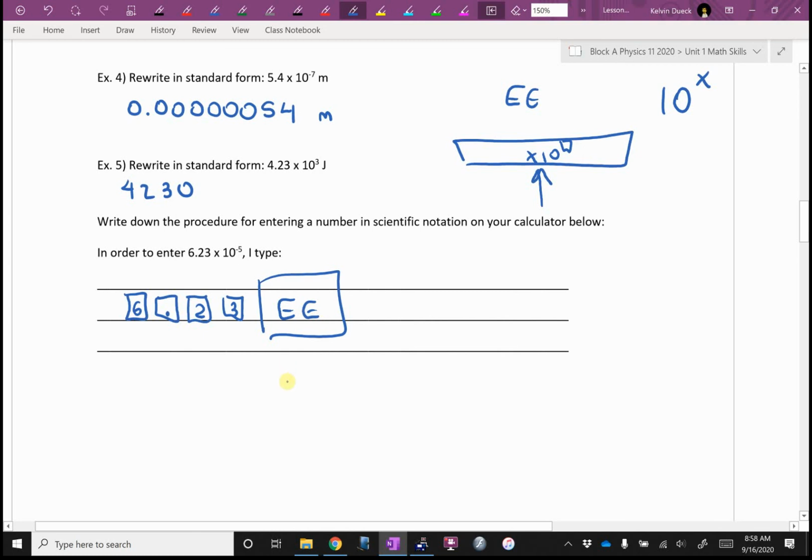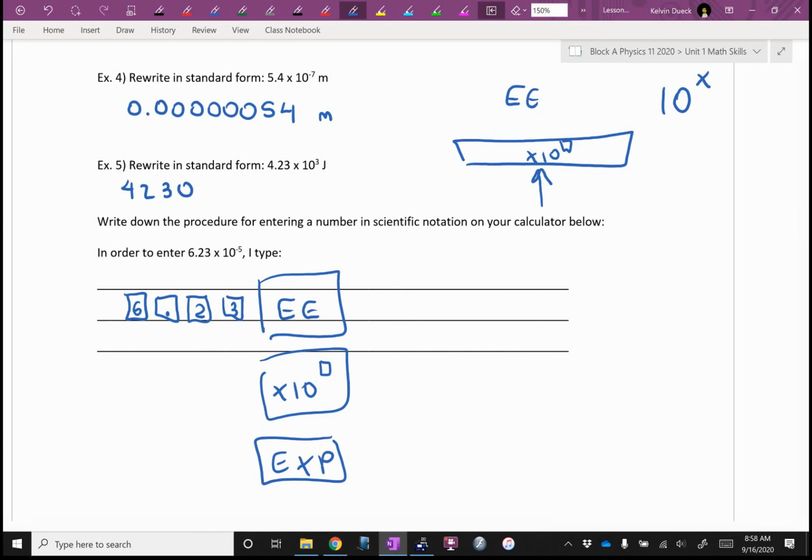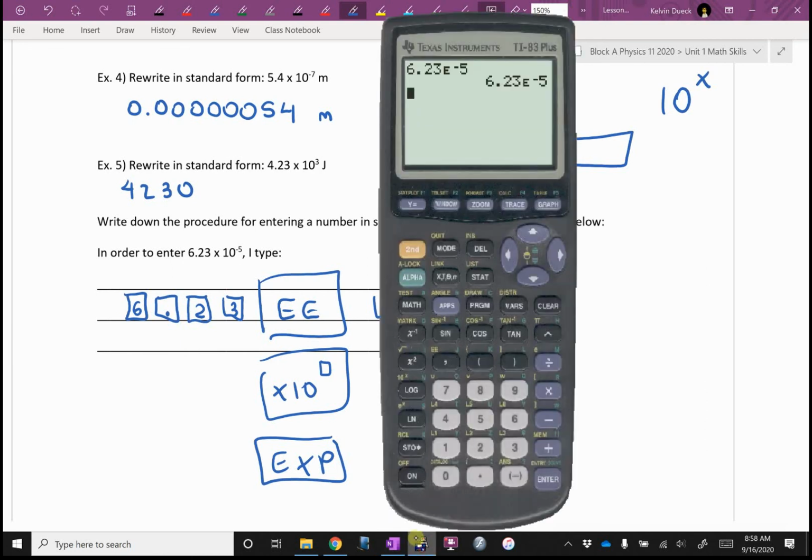For those of you in Casio land, most of you, it's times 10, and I think it has a little box there. For some of you, it will be the exp button. I think those are the only ones I've seen over the years. And then you'll hit the negative and the 5. Once you've done that, just for giggles, try typing the mass of the Earth, which is going to be 5.98 times 10 to the 24th.